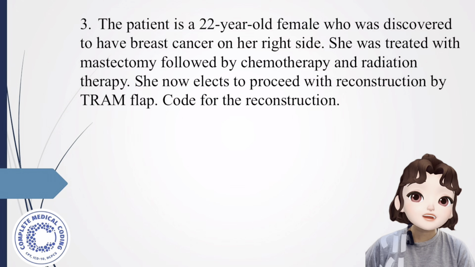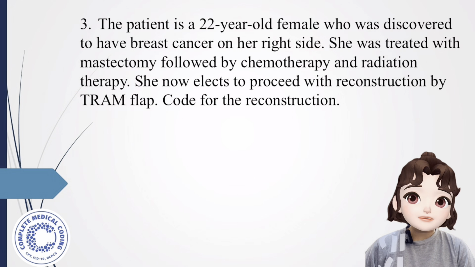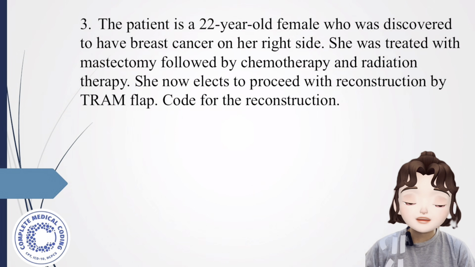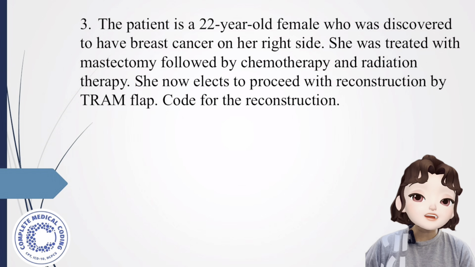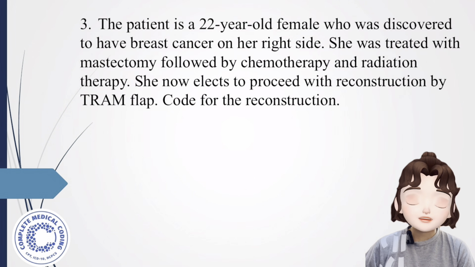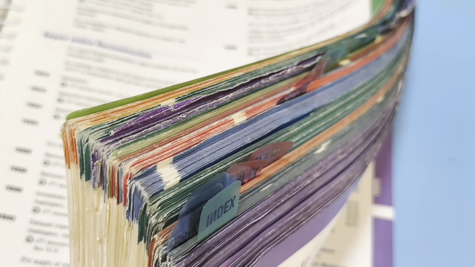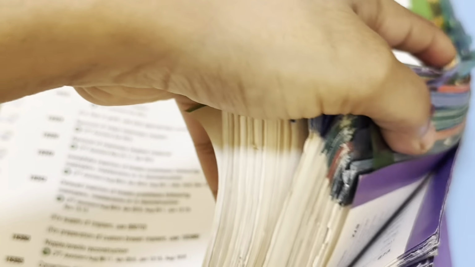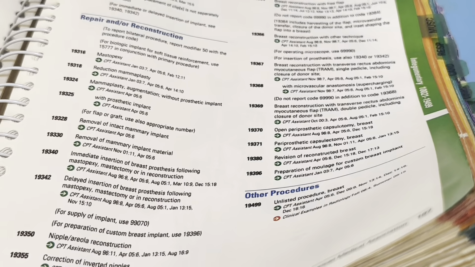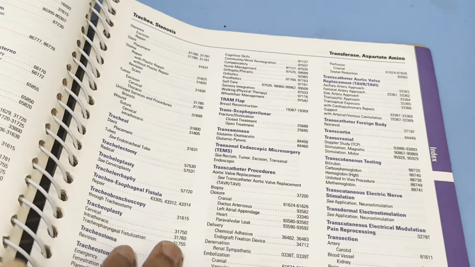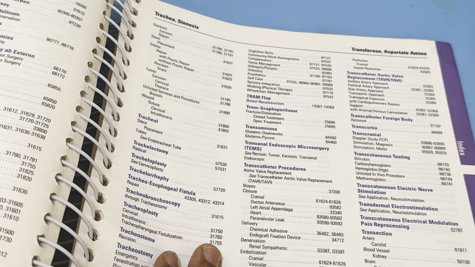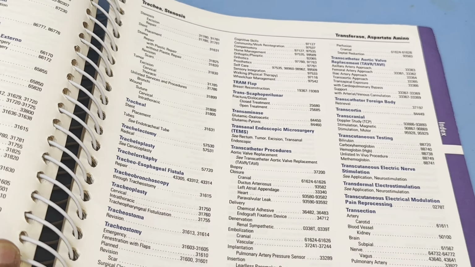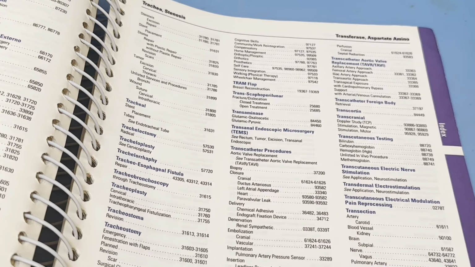So which word will you search in the index page? TRAM flap, not mastectomy. If you go for mastectomy, you will end up in so many confusions. Since the question is reconstruction, go for reconstruction by TRAM flap. So search for the word TRAM flap in the index page. I'll show you that. Go to the index page and check for TRAM flap, T-R-A-M. Where is TRAM? See, it's here.